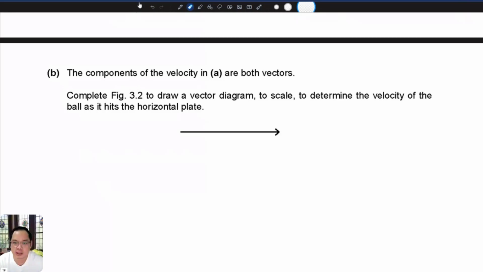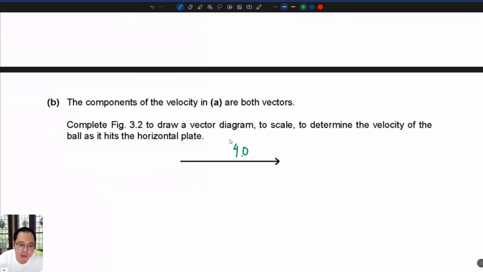So the horizontal vector here is 4 meters per second, given in part A of the question. The other component that you need to draw is 6.2, to the correct scale. So on the iPad, how do you do it? Use a ruler, measure how long it is on the iPad, calculate the scale, so that you can draw a 6.2 meter per second vector.